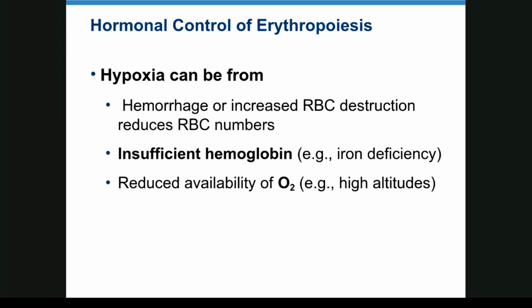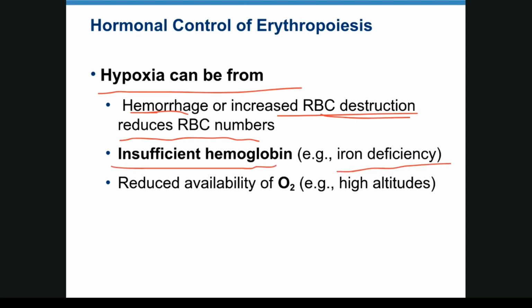Hypoxia can come from hemorrhage, increased red blood cell destruction. Hemorrhage, of course, is just bleeding. Red blood cell destruction, sickle cell disease, a sickle cell crisis is one good reason why you would have red blood cell destruction. Insufficient hemoglobin, iron deficiency is a good example of this. Reduced availability at high altitudes. There's just not enough oxygen there to meet your needs.